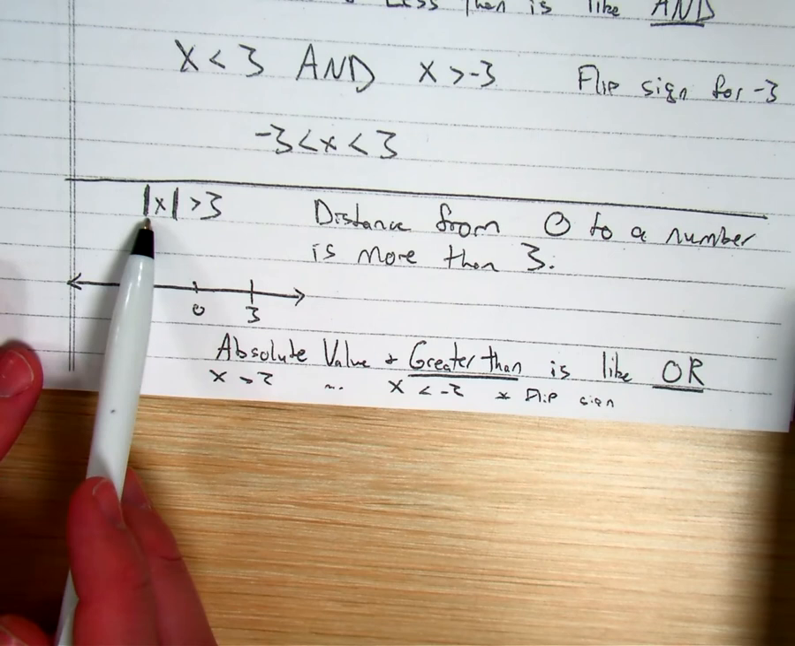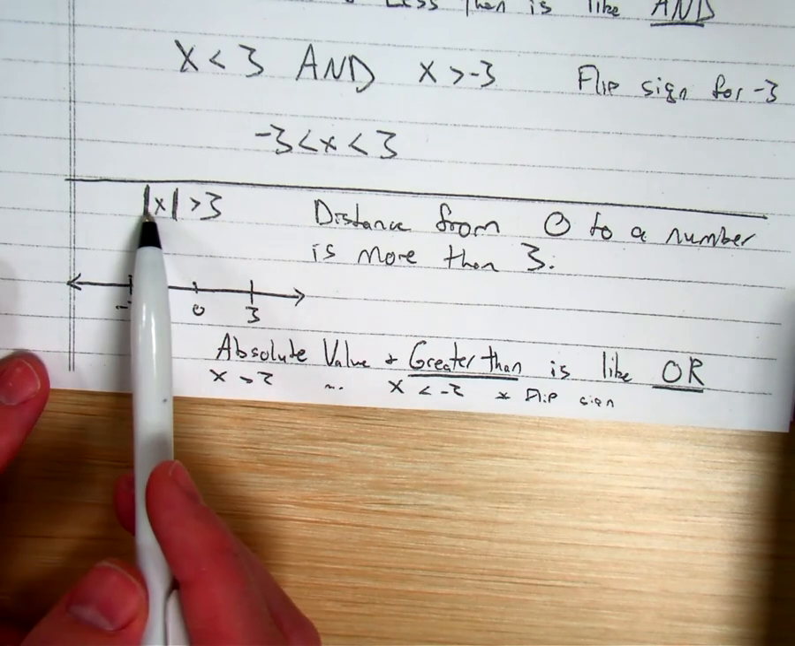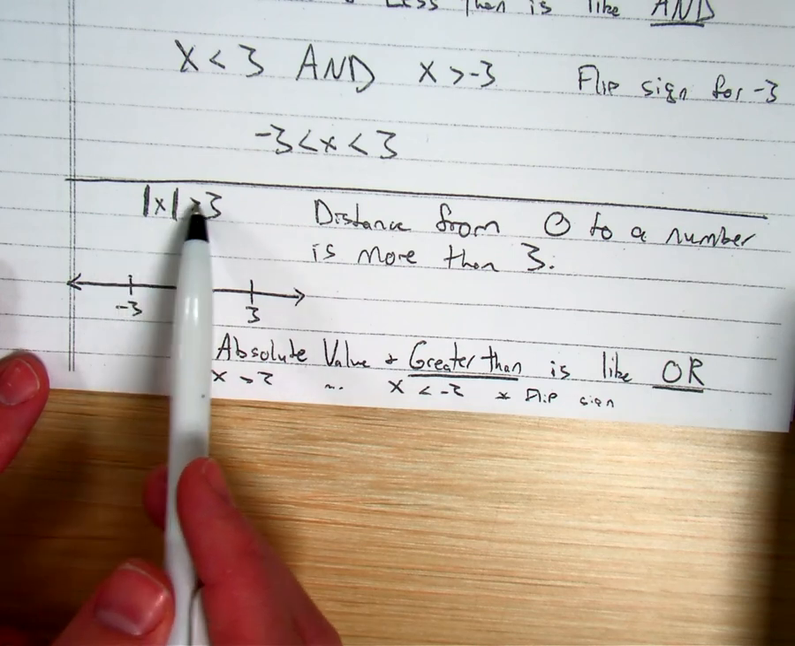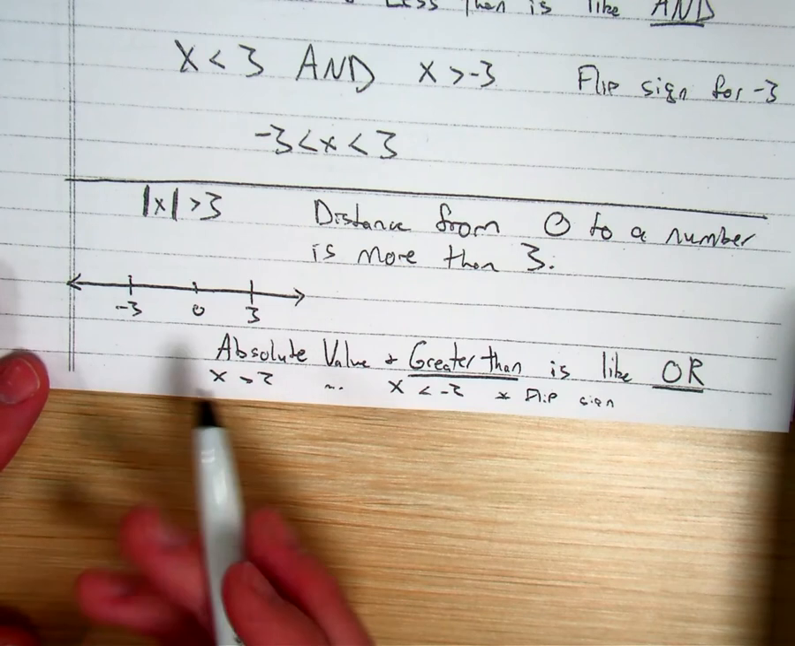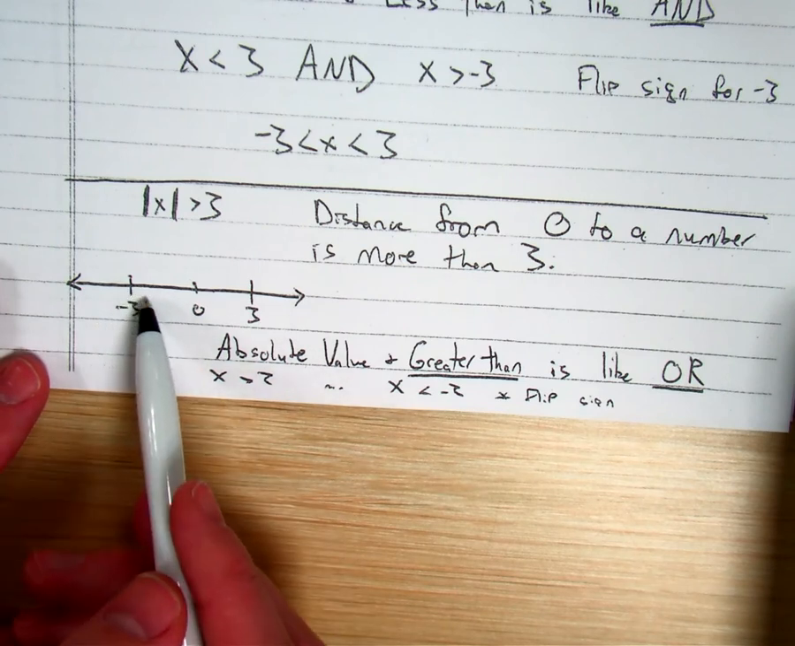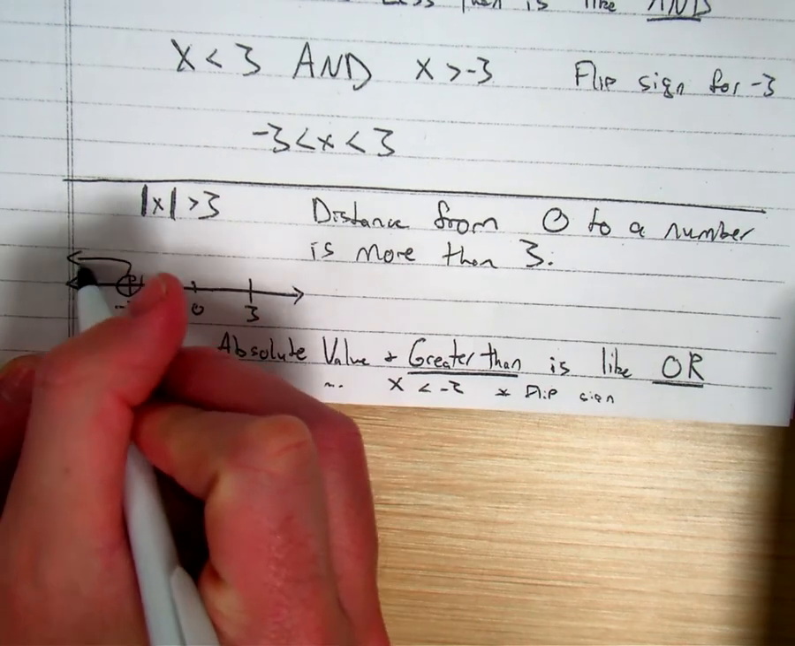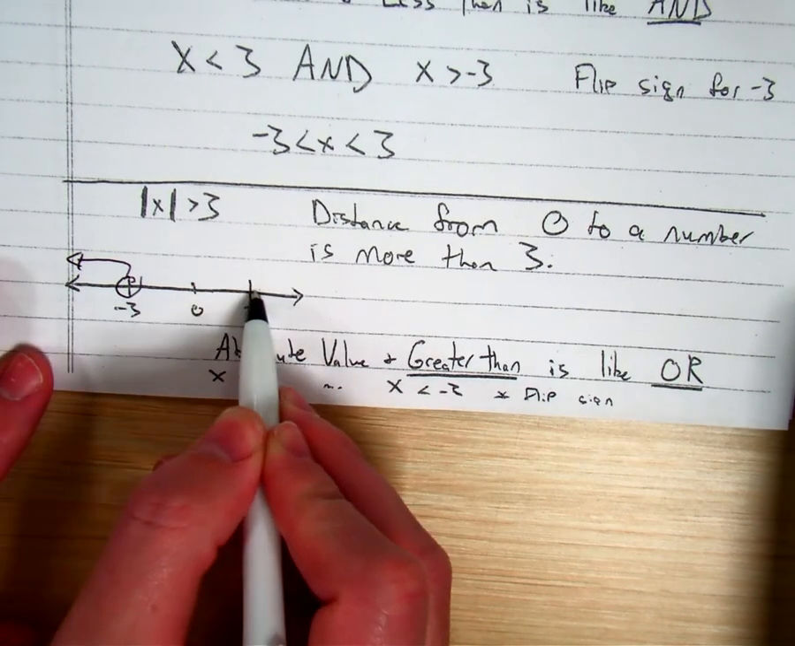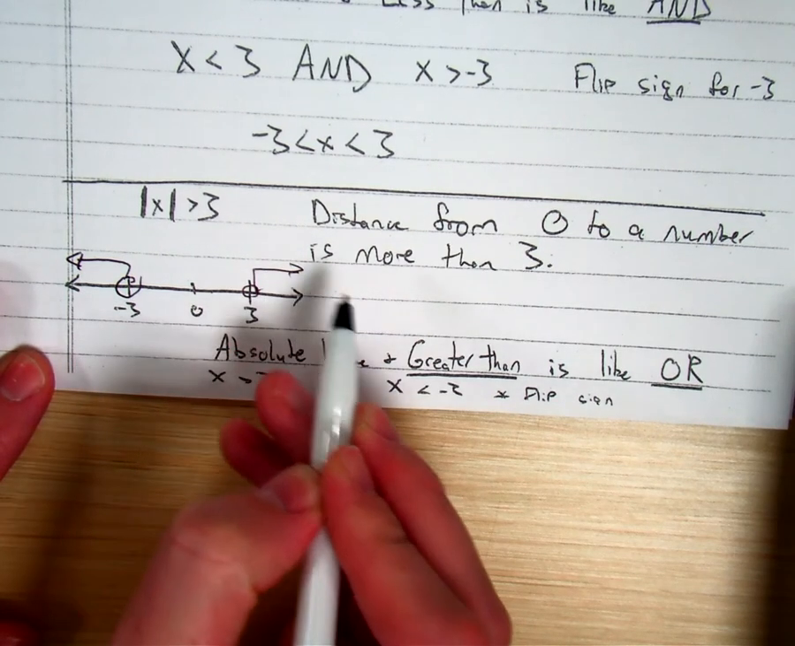Absolute value of x is greater than 3. So think about what absolute value is. Again, distance from 0 on the number line. And our distance from 0 is greater than 3, is more than 3. All right, so again, negative 3 is exactly 3 away. More than 3 units away, we're going to be going out, away from it. And 3 is also 3 units away from 0. We want the distance to be more than that, so we're going to go out and away from it.